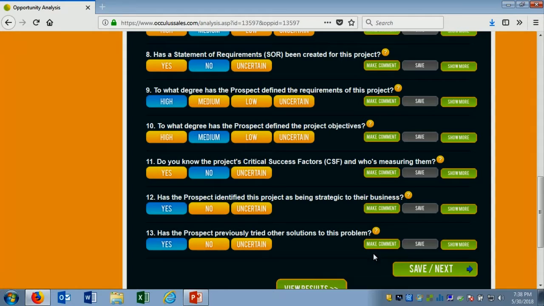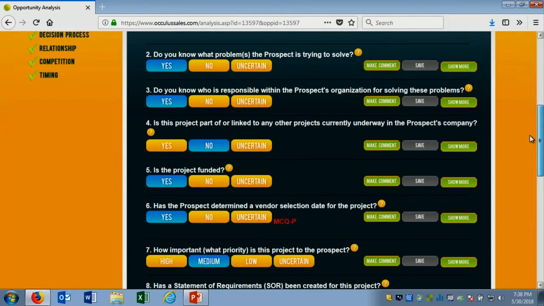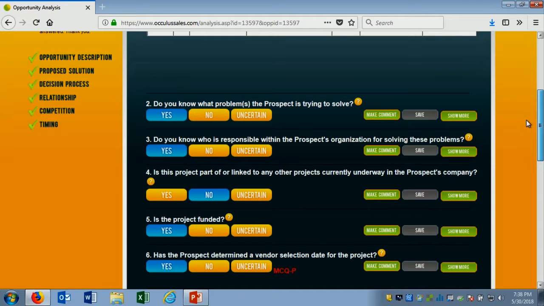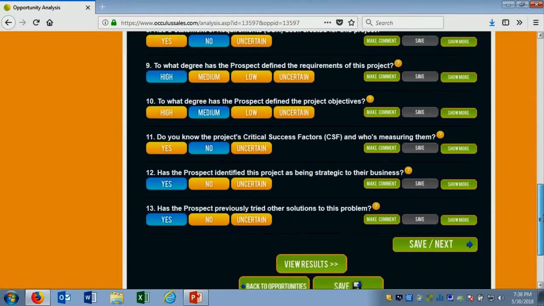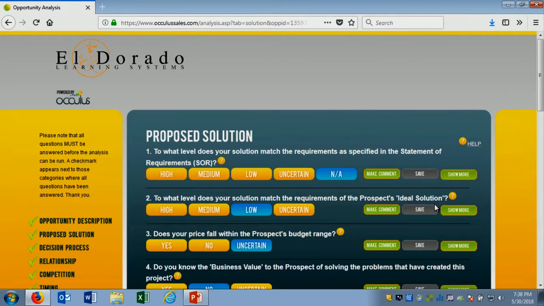So let's just say that this is the situation that you came up with for all these questions in the opportunity description. And then what you would do is you would save and go next. And then you would go into the proposed solution. I'm not going to bore you by going through every single one of these.